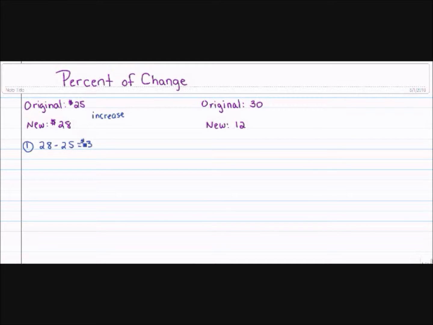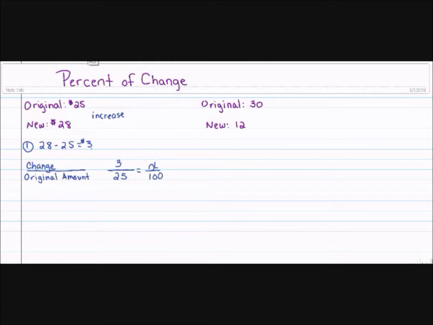Now, if we want to find the percent it increased by, we would take the change over the original amount. So let me ask you, how much did it change by? It changed by 3. What was the original amount? Go back up here and look. The original amount was 25. We set it equal to x over 100. The reason we do that is because percent means per 100.